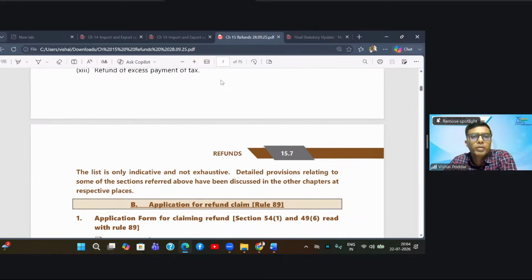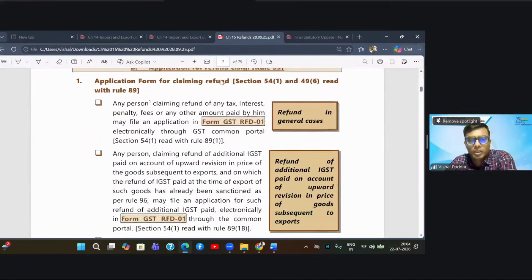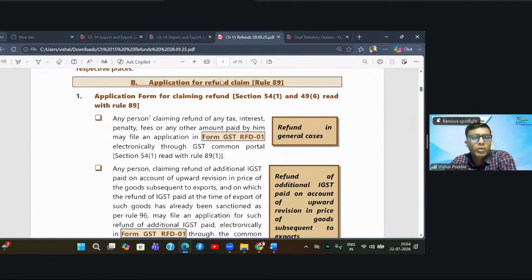So wherever you can prove that for any reason the tax paid is in excess, you can go for a refund. Now comes the second point. So once you fit in any of the above scenarios and you are entitled to refund, the second comes the process of taking this refund.